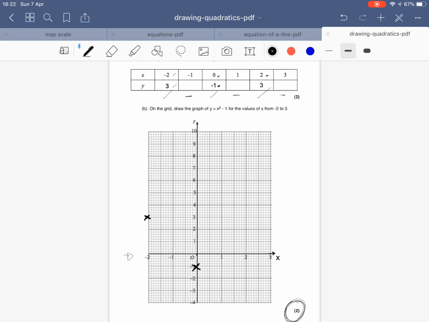So when x is 2, y is 3. So that point is here. So I can kind of see that the graph is going to go in this sort of direction. So I know these missing points are going to be around here. So it's going to be around here, and around here. Okay, so let's check to see if they are.